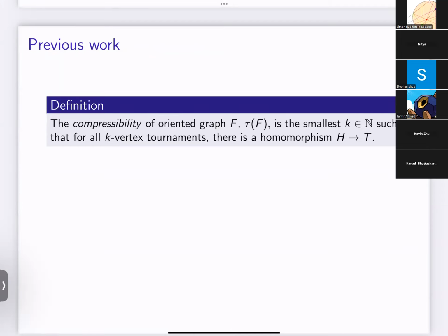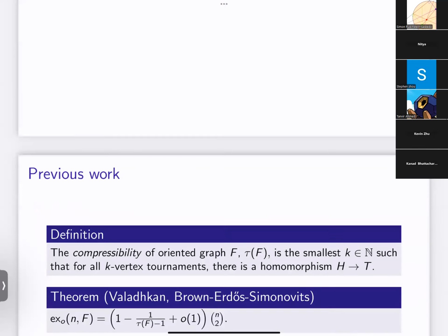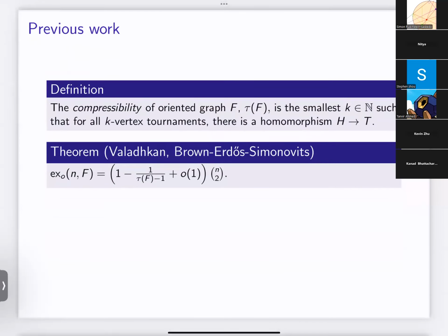And there's been some previous work that shows that the compressibility of oriented graphs, which I think it's actually not very important for this talk what the exact definition is. You just imagine it's some property of these oriented graphs. There's been a lot of work trying to understand if this function replaces chromatic number for oriented graphs. And there were some results that showed that basically it does. So the object that controls the Ramsey number of an oriented graph is compressibility, and it controls it in exactly the same way as chromatic number does for undirected graphs.